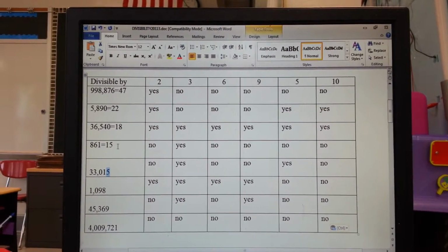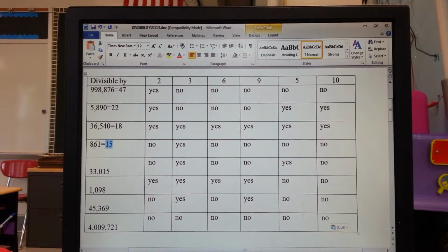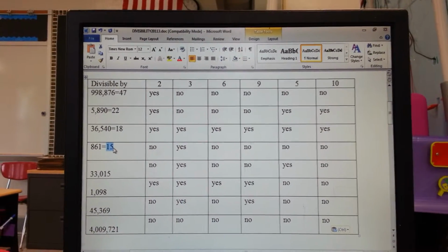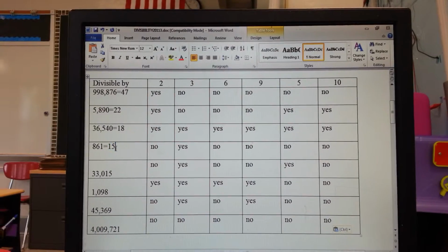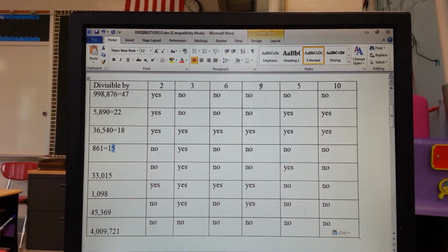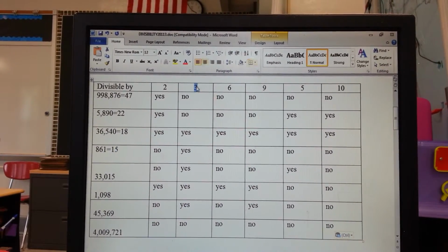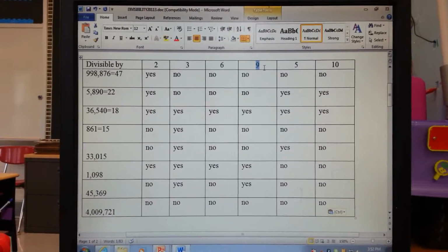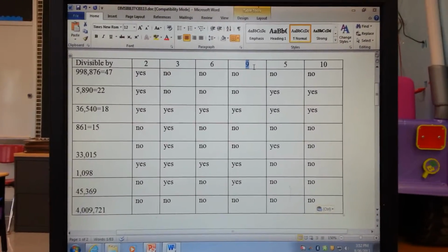Now, the difference is, kids sometimes get confused when you do the sum of the digits, that it doesn't matter if this ends in 5 or not. You only do the sum of the digits for this rule, for the 3s and the 9s. So this is a little tricky and it takes some practice, but this is a good place to start.